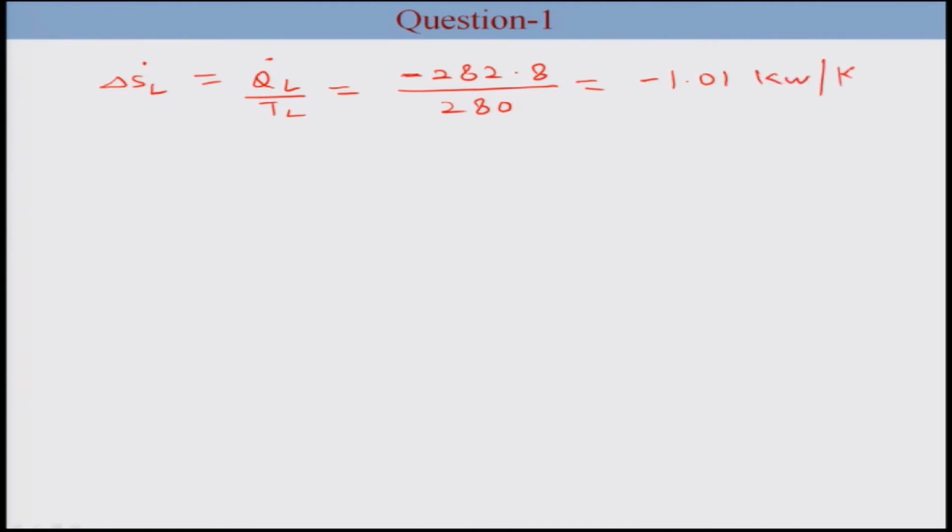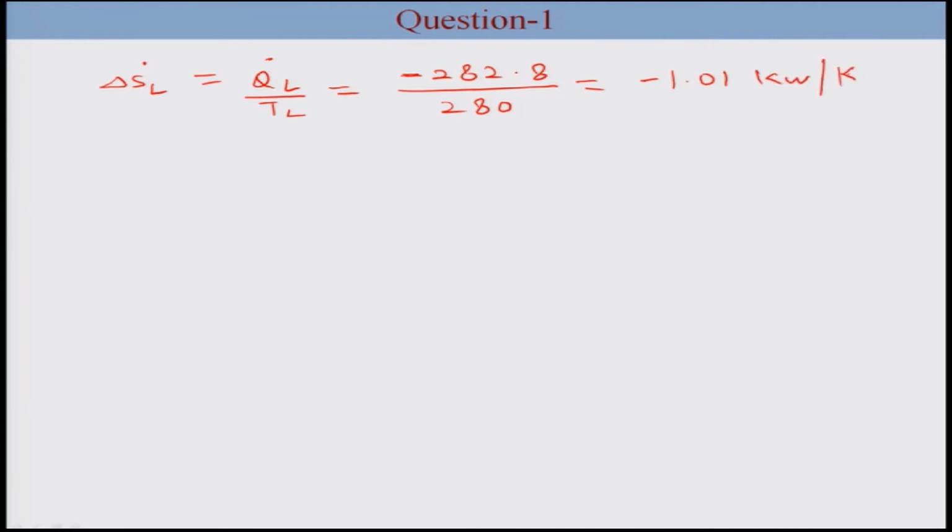And the rate of change in entropy of the low temperature reservoir will be delta SL dot and it is equal to QL dot divided by TL. So, it is equal to minus 282.8 divided by 280. This negative sign is because the heat is being removed from the low temperature reservoir, that is why this negative sign is coming. So, it will give a value of minus 1.01 kilowatt per Kelvin.